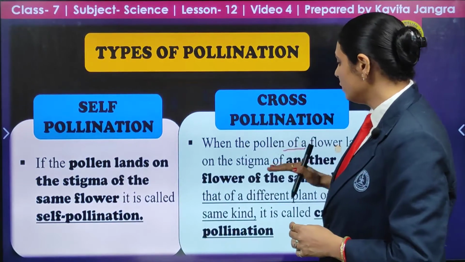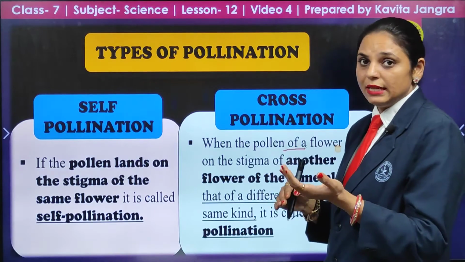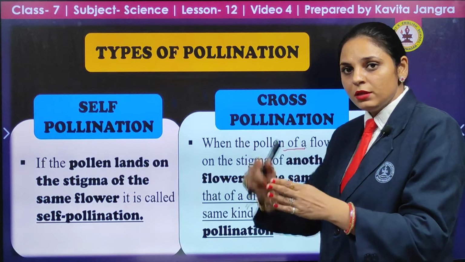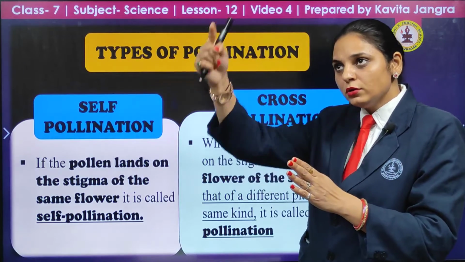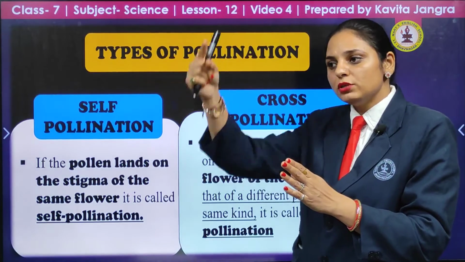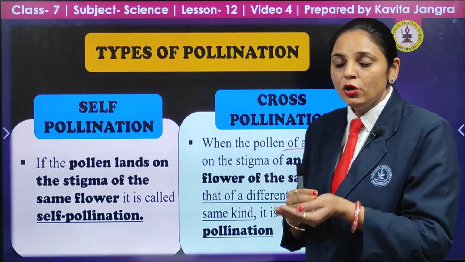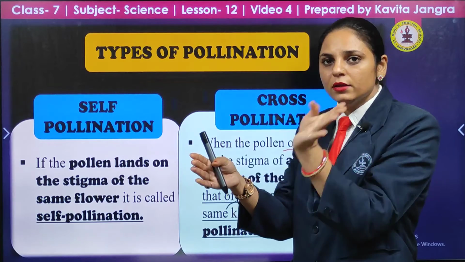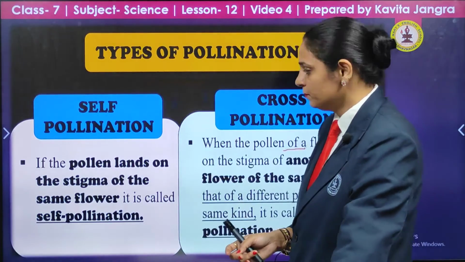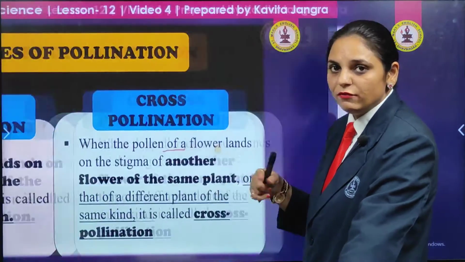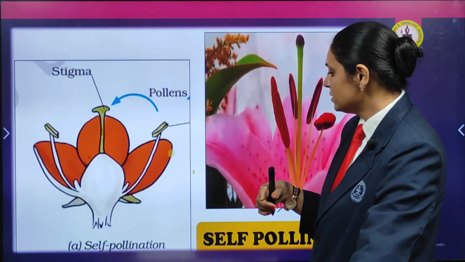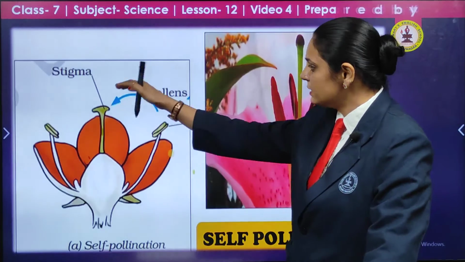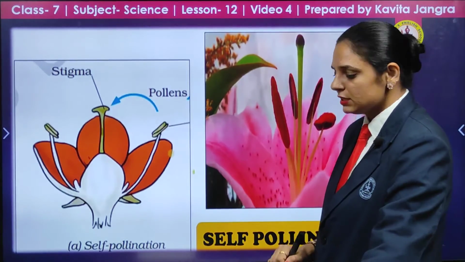If pollen goes from one flower to another flower of the same plant, or from one flower of one plant to a flower of another plant, that is cross-pollination. But if pollen is transferred within the same flower, that means self. This is self-pollination. In the same flower, pollen is transferred to the stigma, that means self-pollination.